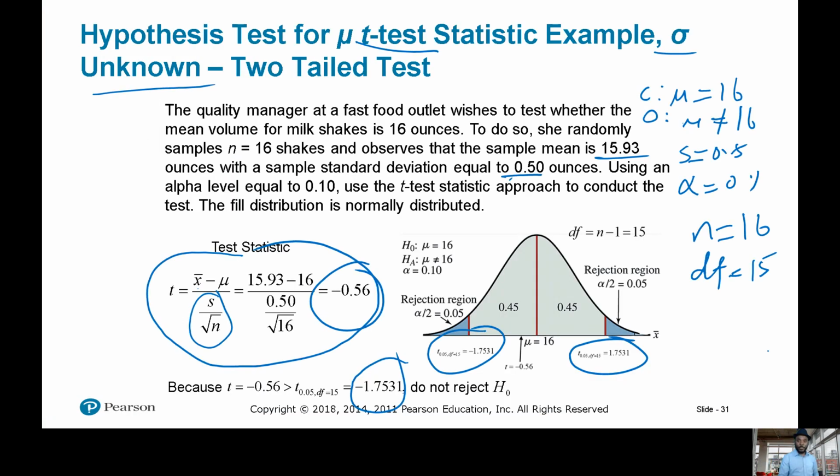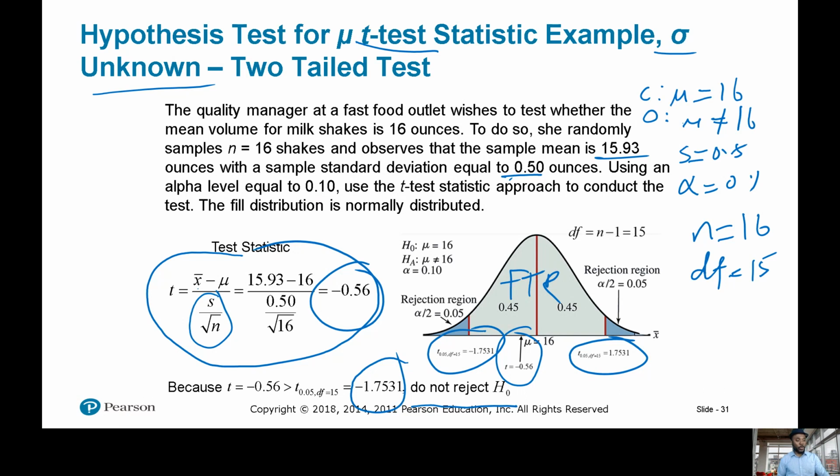Fantastic. With that, we now compare our test statistic of negative 0.56 with our critical value. As you can see, our test statistic is in the fail to reject region. So since our test statistic is in the fail to reject region, do not reject the null hypothesis. Our test statistic is not in the rejection region.